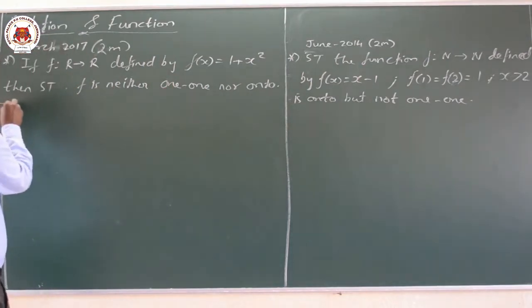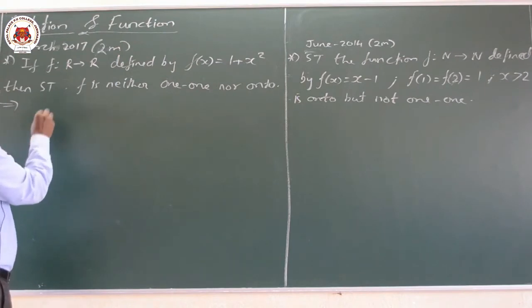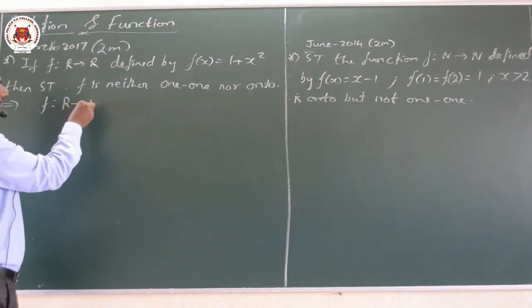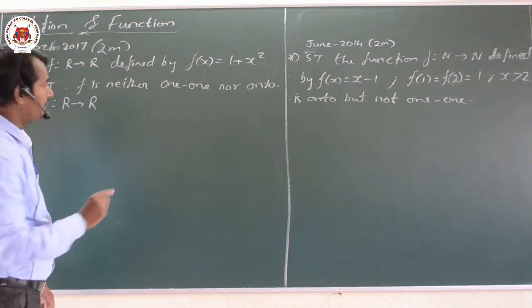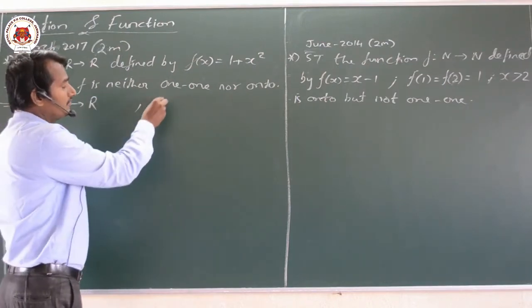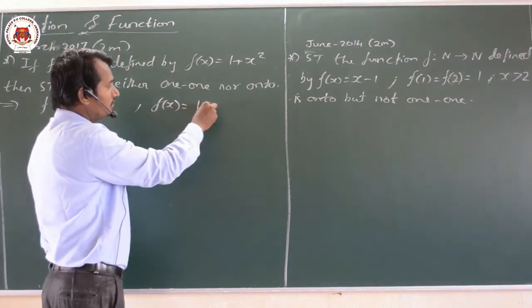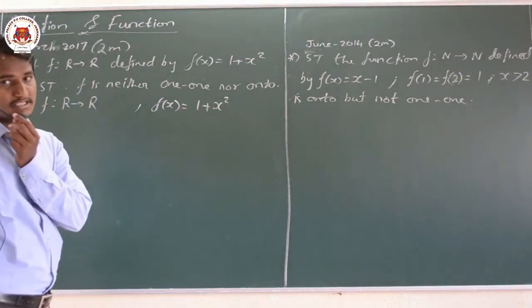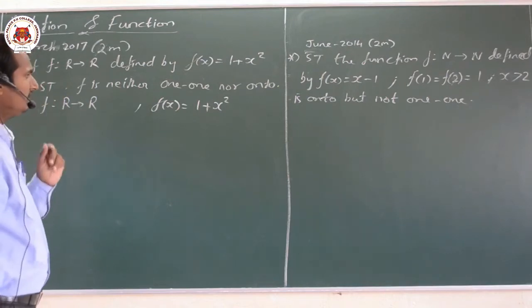That means first of all, we'll write down the function. What is the function here? A function f from real numbers to real numbers. It is very important. And what is the function he has given? f of x equal to 1 plus x square. Now, how to verify this?